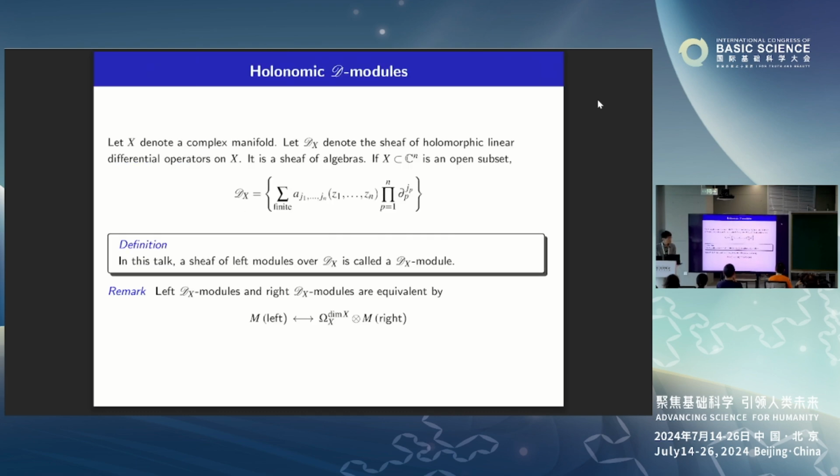So let me begin with holonomic D-modules. Actually, it was already explained in the excellent talks by Professor Daniel and Professor Live in the last week, but let me repeat it. So let X denote a complex manifold, and let D_X denote the sheaf of holomorphic linear differential operators on X. It is a sheaf of algebras, and if X is an open subset of C^n, then we can describe it in this way. And in this talk, a sheaf of left modules over D_X is called a D_X-module. Sometimes it is more convenient to consider right D_X-modules, but in this talk we consider only left D_X-modules.